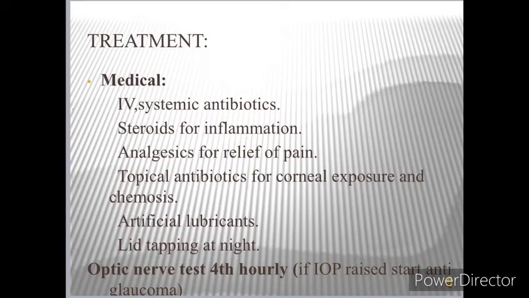Medical therapy: we go through IV and systemic antibiotics, steroids for inflammation, analgesics for relief of pain, topical antibiotics for corneal exposure and chemosis, artificial lubricants, lid taping at night because due to proptosis the patient can't close the eyelids, so we tape at night to avoid corneal drying. Optic nerve test due to steroid use, IOP can be raised. If it is raised, we have to start anti-glaucoma drugs.